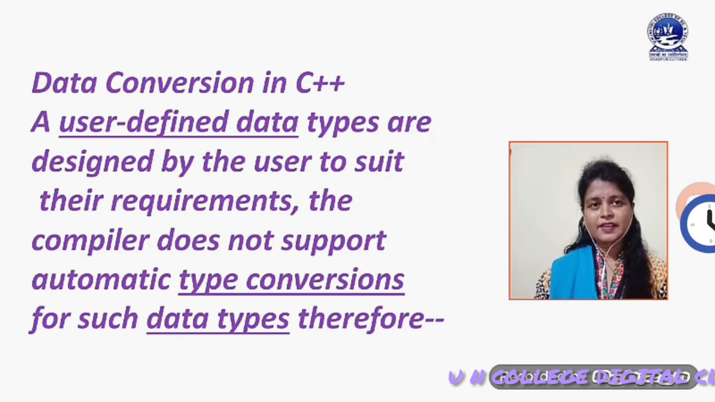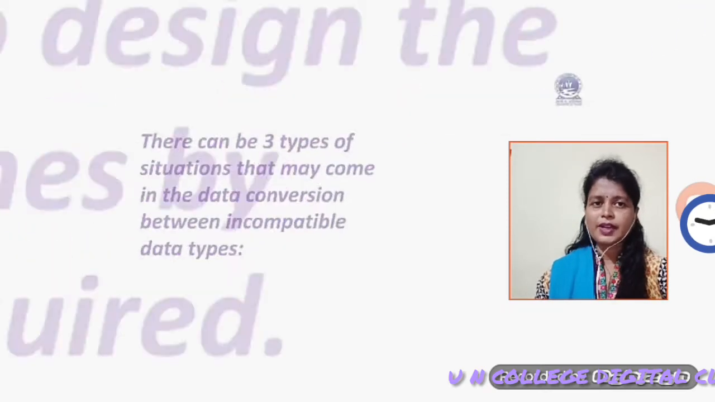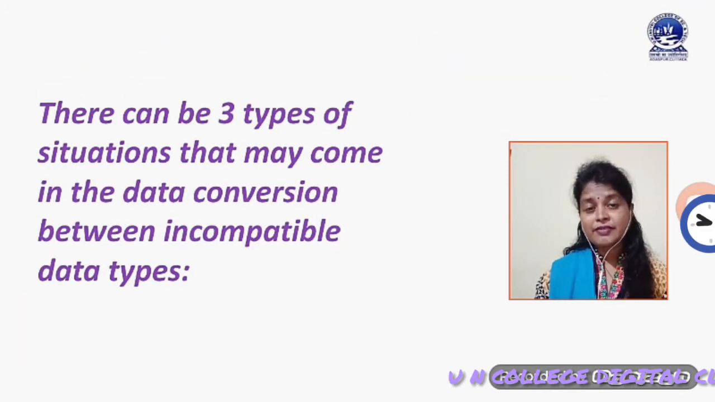User-defined data types are designed by the user to suit their requirements, just like a class. The compiler does not support automatic type conversion for such data types, and therefore the user needs to design the conversion routines by themselves if required. There can be three different types of situations where we need data conversion. Now I am going to discuss those three different types of situations.